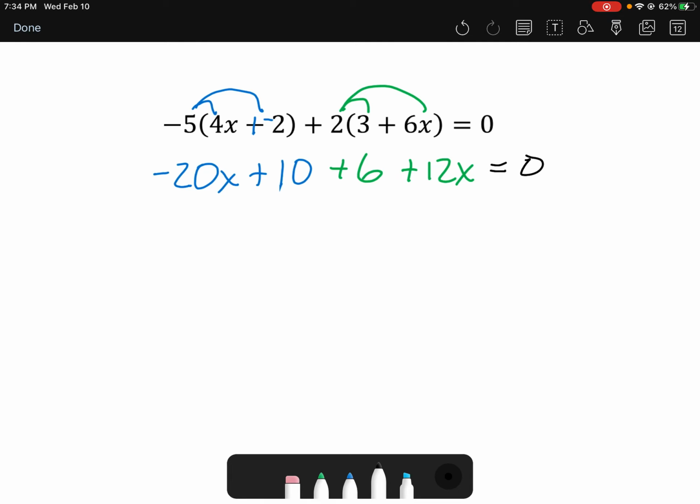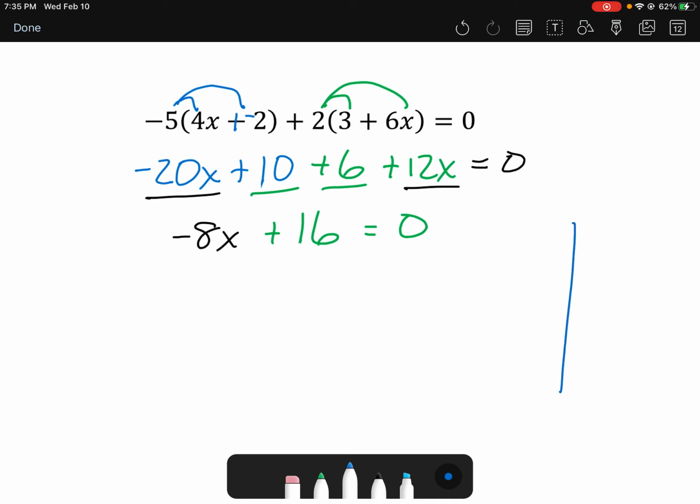Okay. Let's see, I did LCO. I did the distributive property. Now I need to go ahead and start combining my like terms. I see I have a 20x here and a 12x, so I'm going to go ahead and add those two together. That's going to give me negative 8x. Then I have a 10 and a 6. 10 plus 6 is equal to 16. That's all equal to 0.